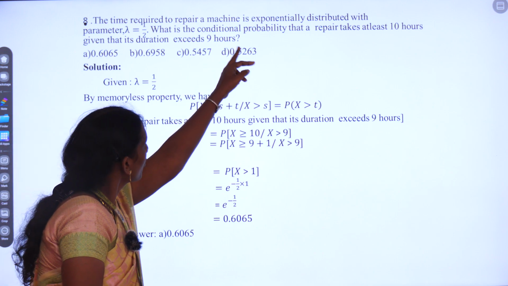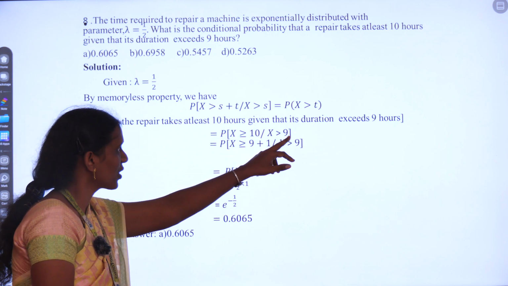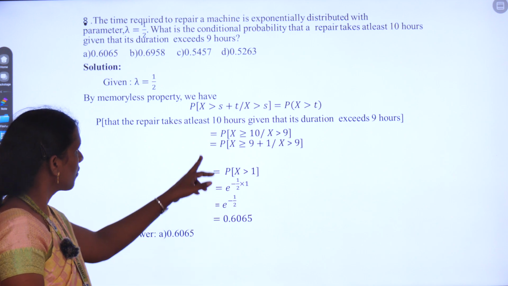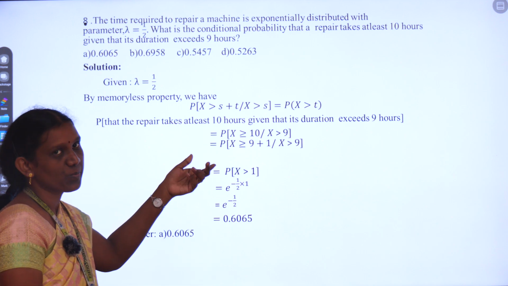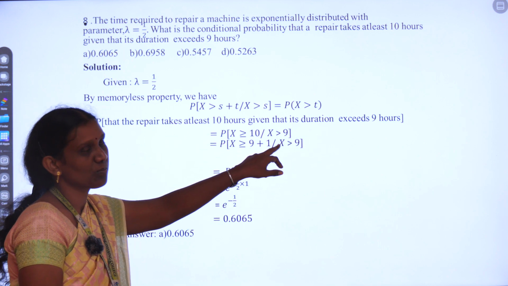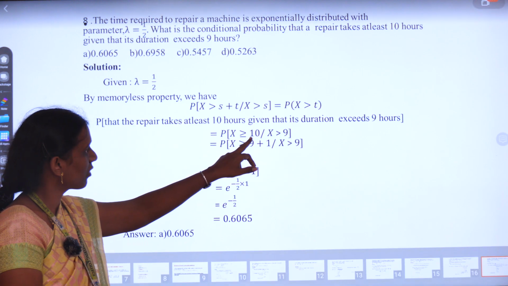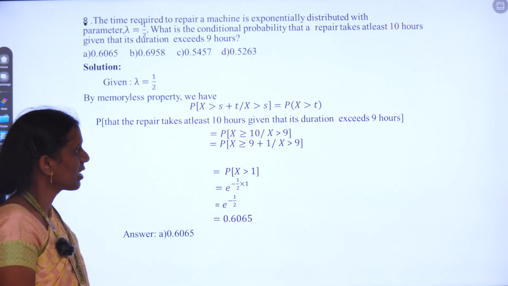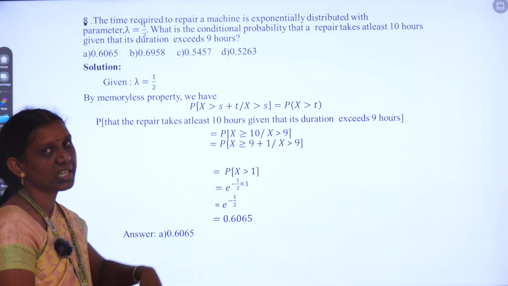First you write down the probability that the repair takes at least 10 hours given that its duration exceeds 9 hours. So you are asked to find probability of x greater than or equal to 10. At least means greater than or equal to 10; given exceeds means we have to use the symbol greater than, x greater than 9 hours. Therefore P of x greater than or equal to 10 given x greater than 9. This 10 we can make as 9 plus 1, in order to use the memoryless property directly.